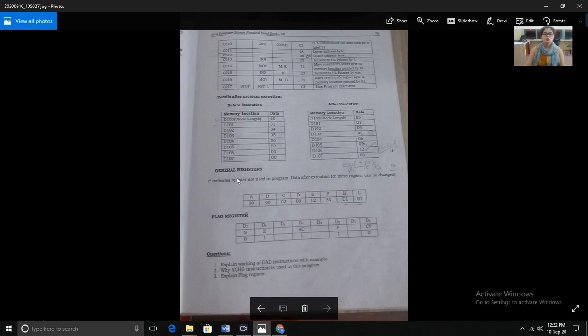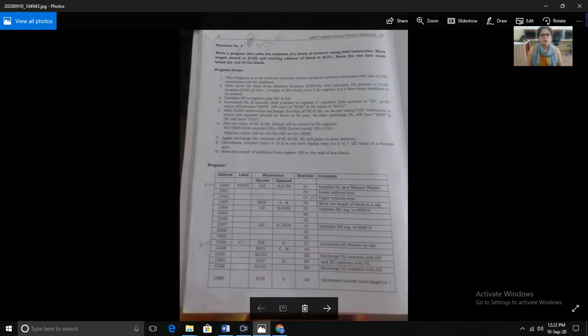Okay. So these are the registers and these are the flags. You also have to write before execution, after execution, registers and flag registers. So with this, students, we have completed the third program of CS2, how we have performed addition using the DAD instruction. So with this we have completed a total of 3 programs of CS2. That's all for today. Tomorrow we will start with the 4th program.